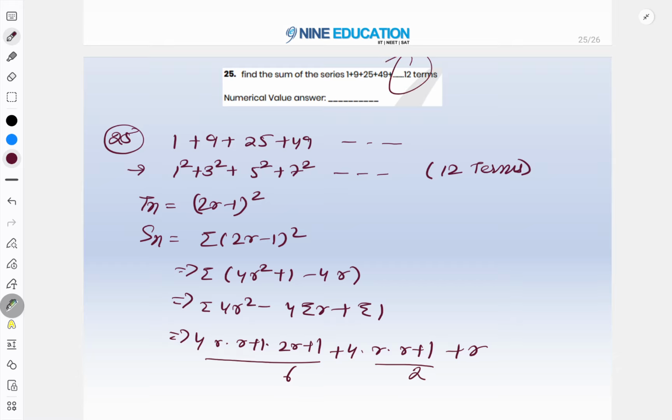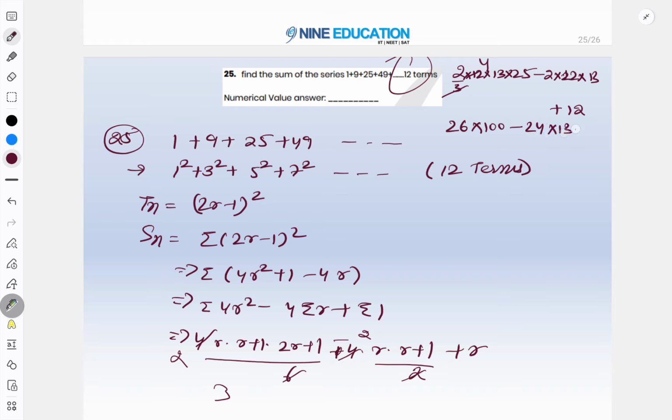It's given. Evaluate it. Just calculate what we are getting. So this is 2 by 3 multiplied by 12 multiplied by 13 multiplied by 25 minus 2 multiplied by 12 multiplied by 13 plus 12. That's it. 26 into 100 minus 24 into 13 plus 12, that makes it 2300. So after evaluation you will get 2300 as your answer.